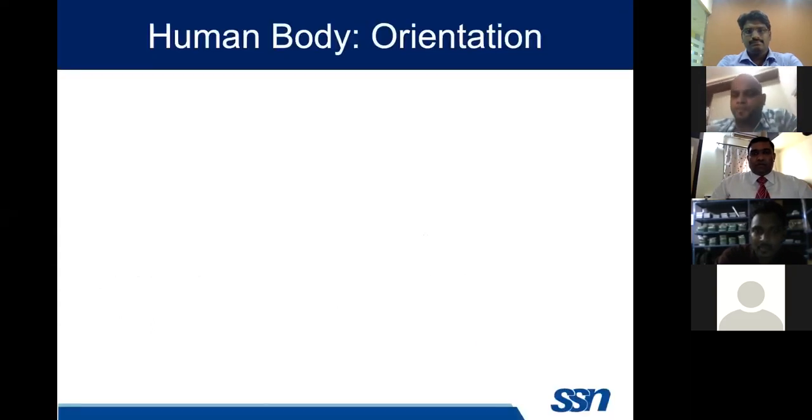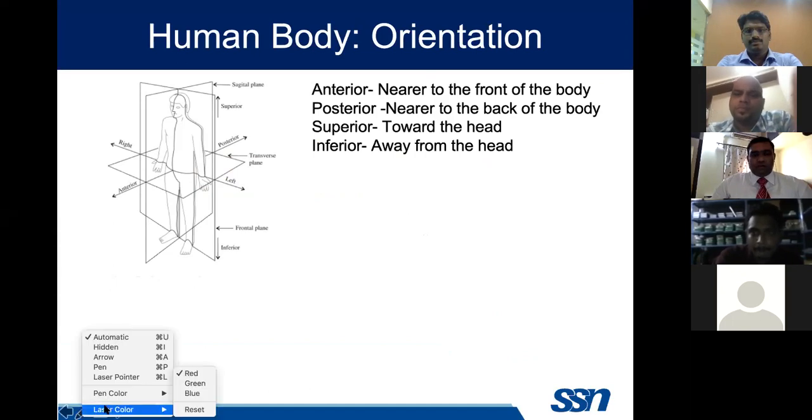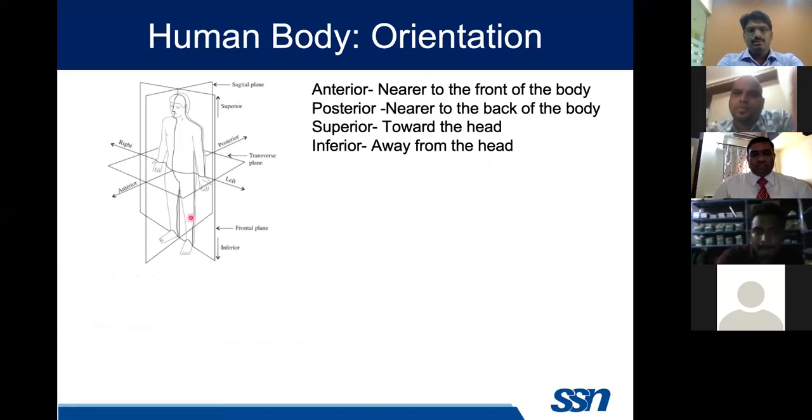About the human body orientation: it starts with how we describe a human body. Here you can see that there are three basic planes which are used for describing the human body. The sagittal plane, the frontal plane. The sagittal plane divides the body into right and left halves. Then this frontal plane divides the body into the anterior and posterior parts.